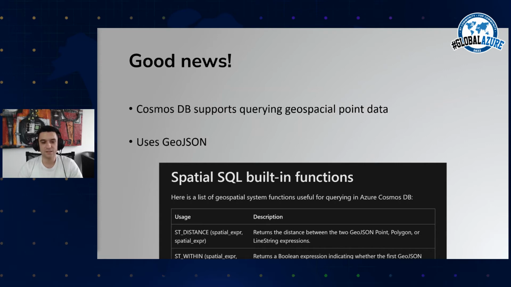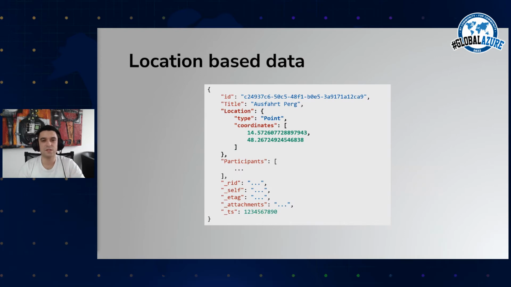It's called ST_DISTANCE. And if I provide 2 geo points to this function, it returns me the distance between these 2 locations in meters. Now, for using this built-in function, there's a specific requirement of how we should store our data in the database. So we need to store the data in the GeoJSON format. This is a specification everyone can look up on the internet.